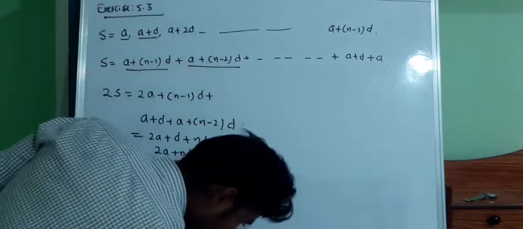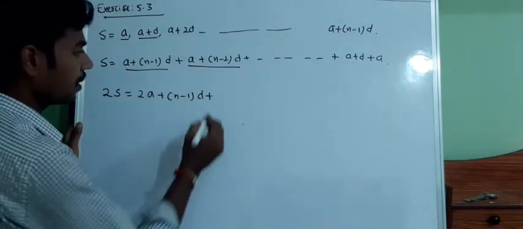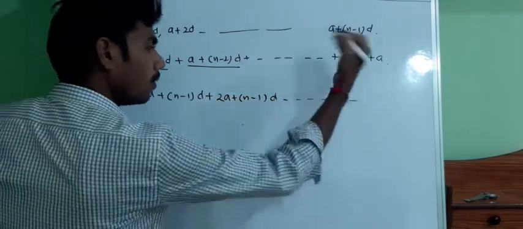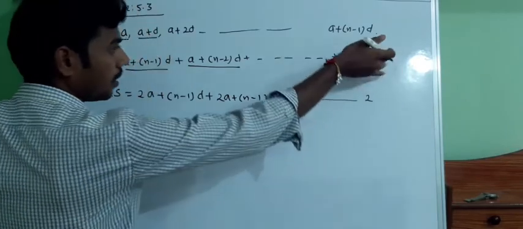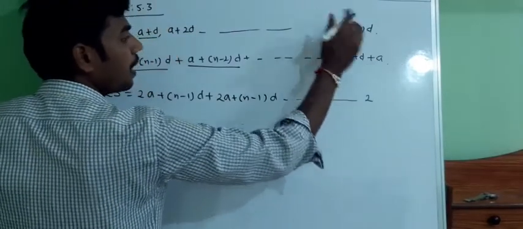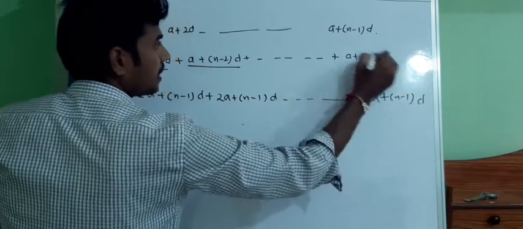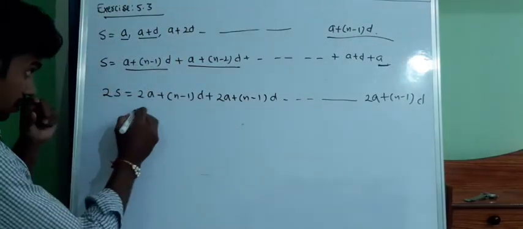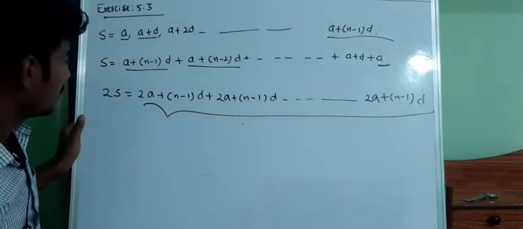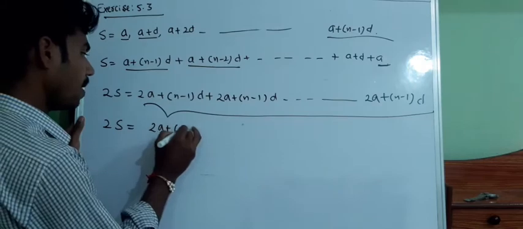So I am going to write the same thing here. 2a plus (n minus 1) into d, again 2a plus (n minus 1) into d. Even if we add the last term of this series and the last term of this series, what are you going to get? A plus a, 2a plus (n minus 1) into d. Now, how many such terms are there? 2S is equal to 2a plus (n minus 1) into d.